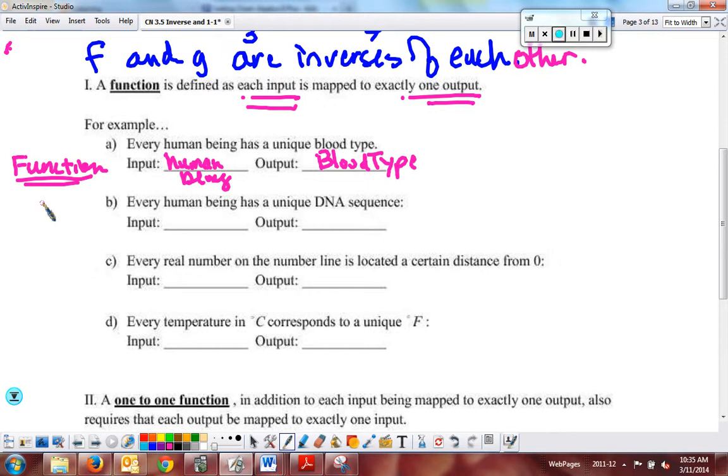Since I'm talking about the human having something, I'm putting in the human and asking what they have. Every human has a unique DNA. So again, we input the human, and we output their DNA sequence. Is this going to be a function?